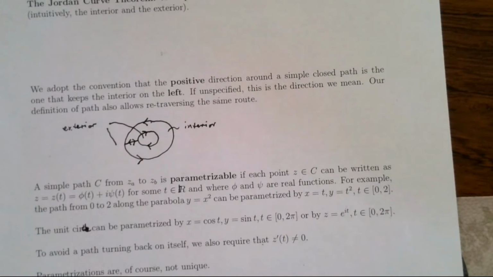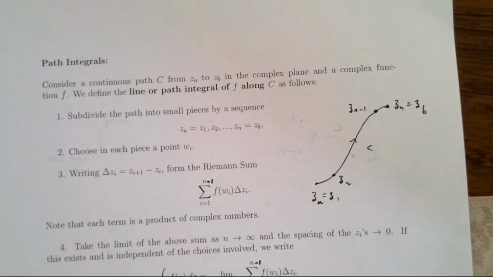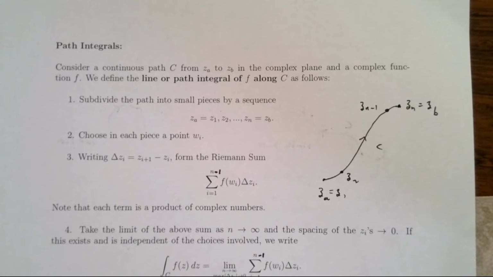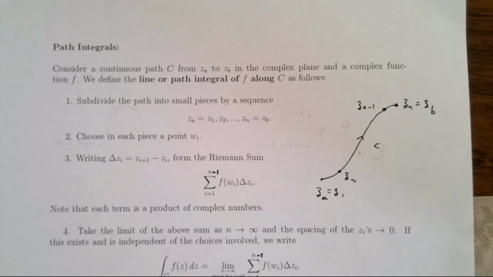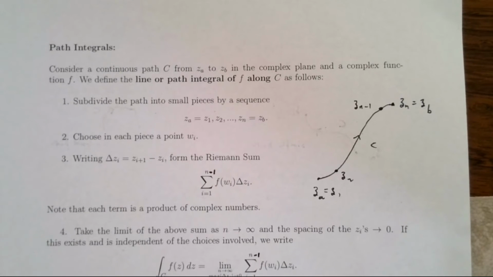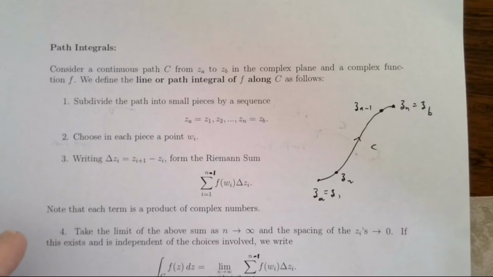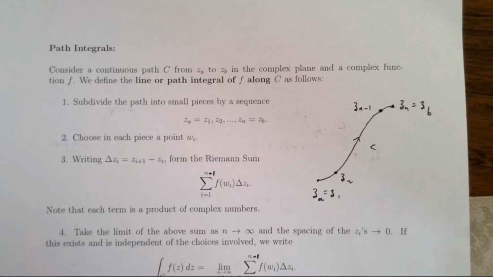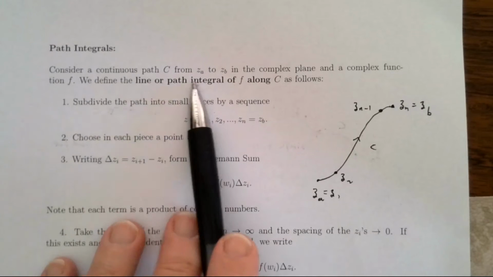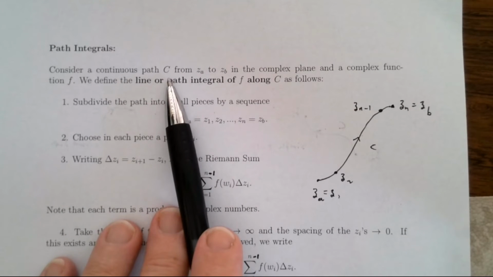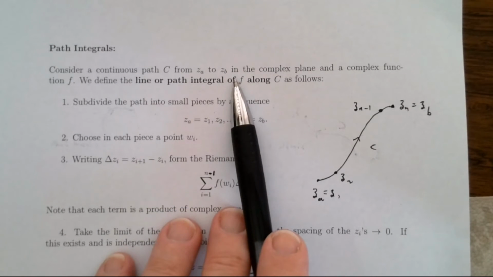Okay, having got our parameterization, we want to then define what we mean by a path integral. And there are a couple of ways of doing this. One can simply give a formula and say I'm going to define the integral to be the following, which I'll get to in a moment. But in order to do a little bit of theoretical background to it, I'm going to take a slightly more complicated approach. So we're going to consider a continuous path, again, C from ZA to ZB in the complex plane, and I've got a complex function f.